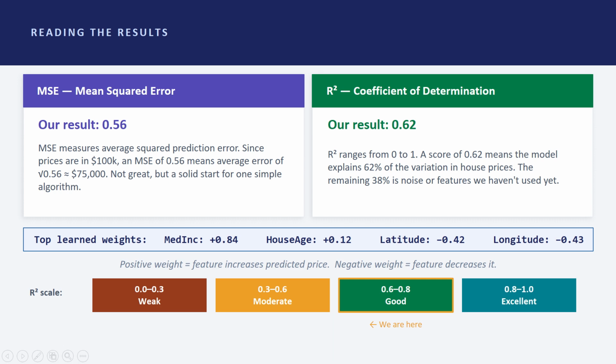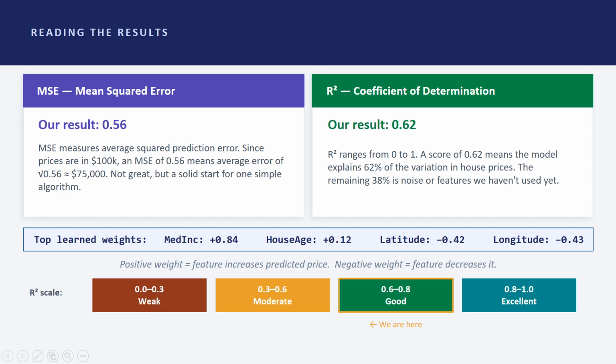R² of 0.62. This is the more interpretable number. R² tells you what fraction of the variation in the target the model explains. 0.62 means 62%. We are in the good range on the scale at the bottom of this slide. The remaining 38% is either noise, nonlinear relationships we can't capture with a straight line, or features we haven't included yet.